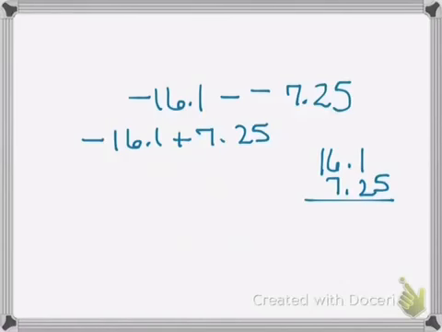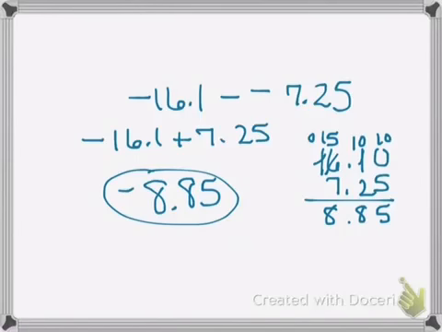Line up your decimals, and I can fill in 0 as a placeholder. So I have to borrow so that I'm able to subtract. 10 minus 5 is 5. I have to borrow again, so 10 minus 2 is 8. 15 minus 7 is 8 and 85/100. And 16 and 1/10 is the larger absolute value, and since it's negative, that's why my answer will be negative.